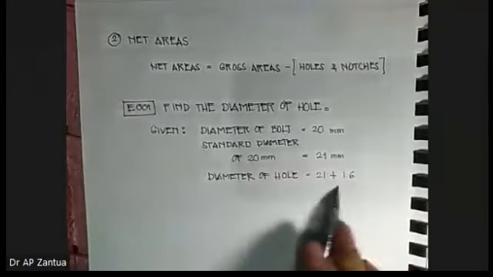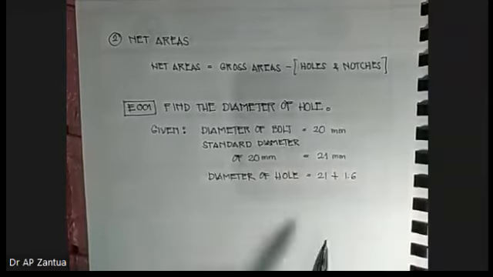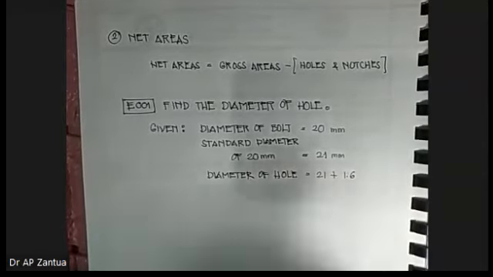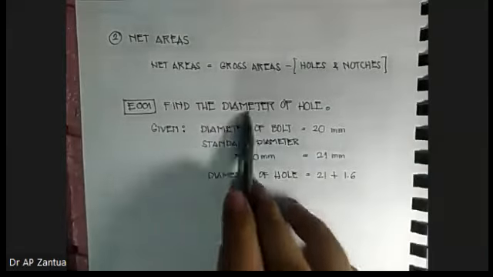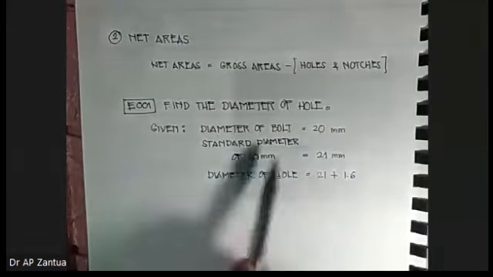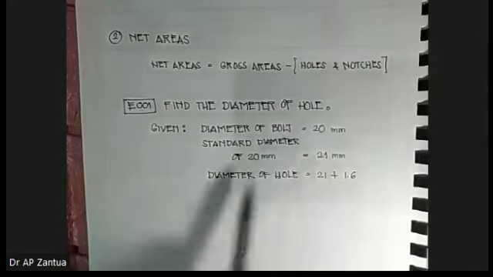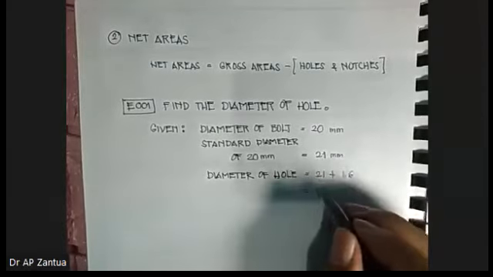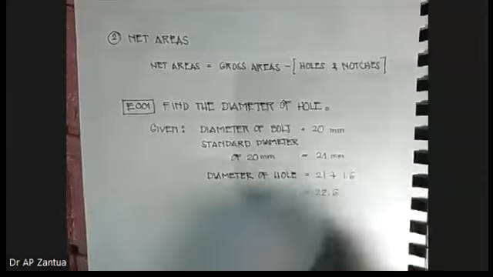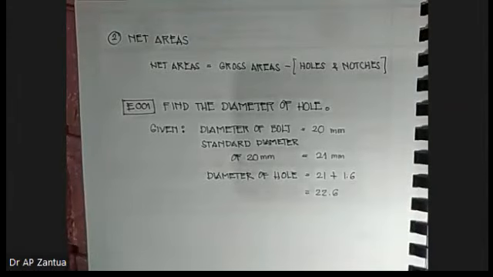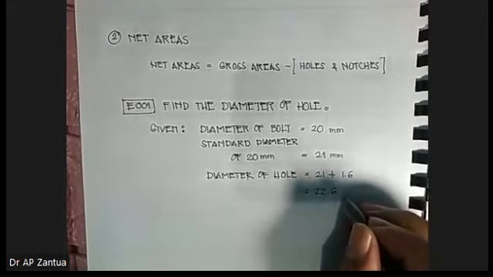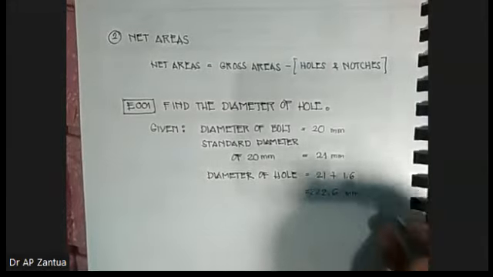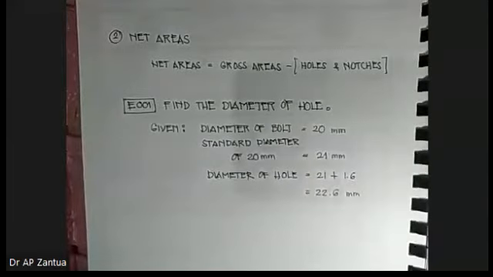These are in terms of mm. So therefore, we can find the diameter of the hole if this is given. Diameter of bolt is given. You can find the diameter of the hole, which is equal to 21 plus 1.6. That is 22.6. In actual, you can just add 3 mm, or to be exact, 2.6 mm.